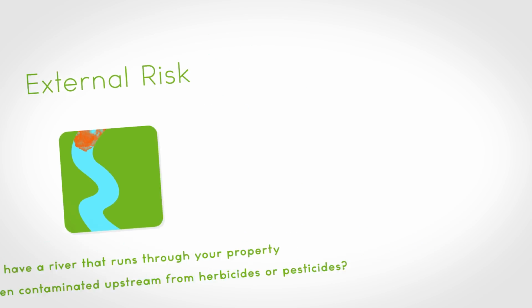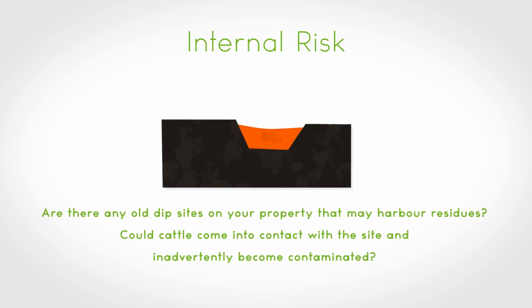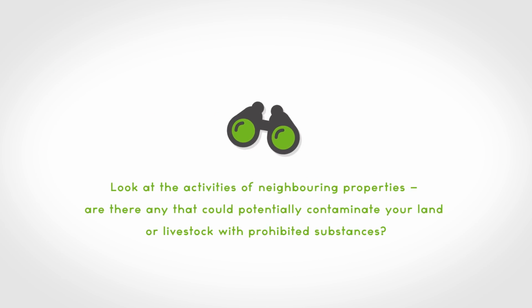Next, look at what could be possible risks to your organic status internally. For example, are there any old dip sites on your property that may harbor residues? Could cattle come into contact with the site and inadvertently become contaminated? Look at the activities of neighboring properties. Are there any that could potentially contaminate your land or livestock with prohibited substances?